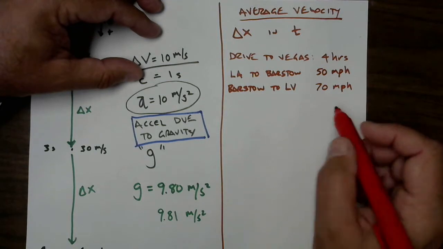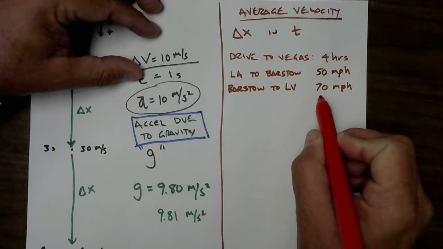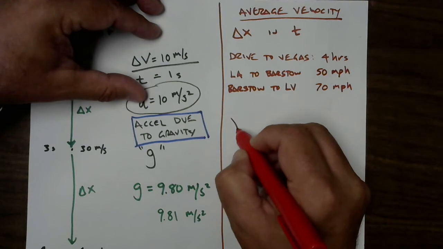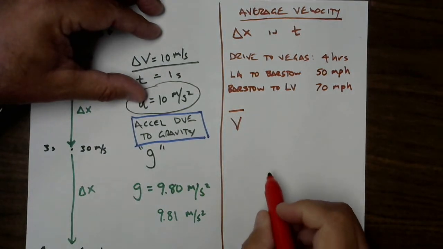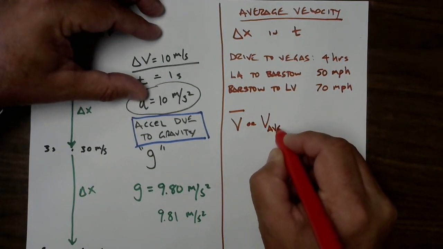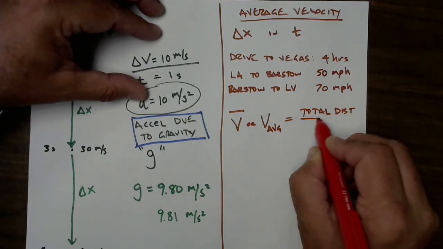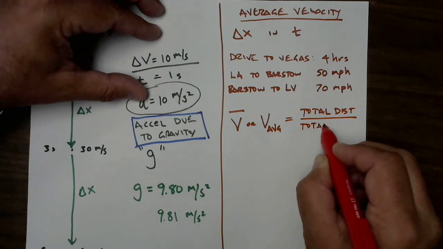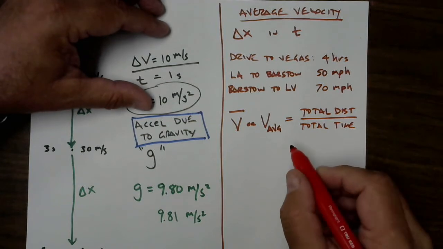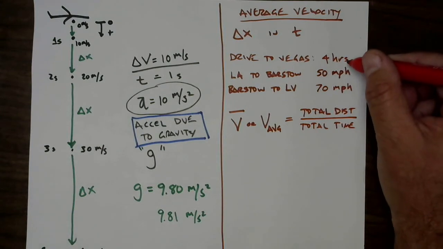Well, here's the problem. LA to Barstow at 50 miles per hour takes more time than Barstow to Las Vegas at 70. So you spend more time going 50. The only way to find the average velocity, and this little line on top of it is one way to indicate this is the average velocity, another way would be to put an AVG down here, is to take the total distance traveled, or total displacement, and divide by the total time.